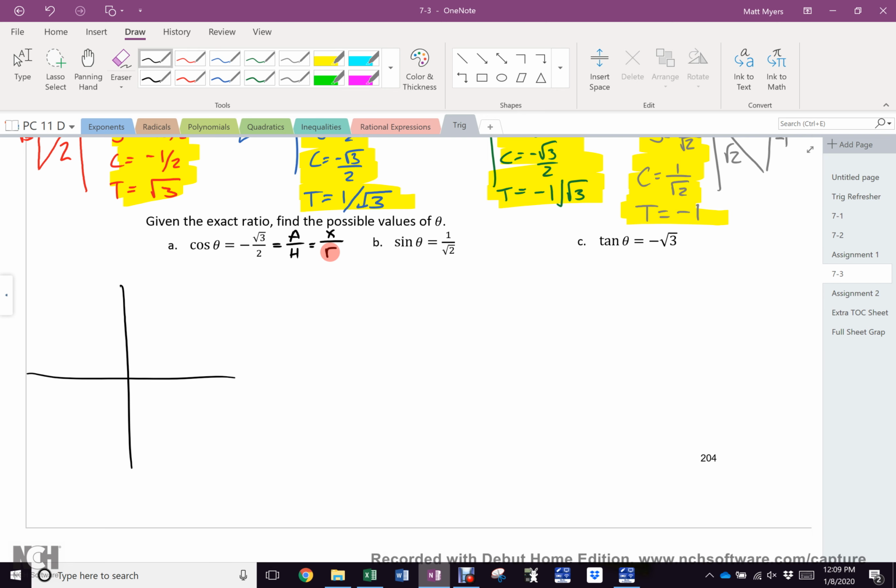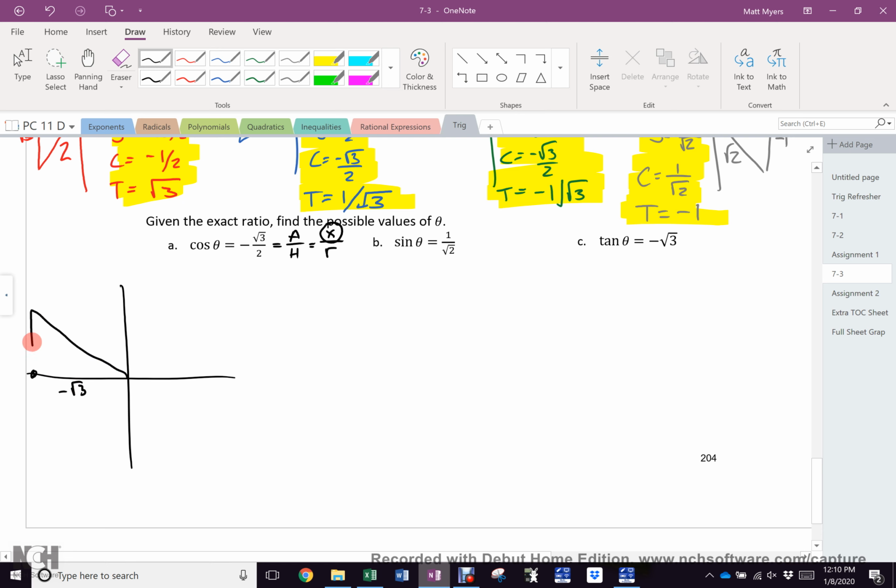They're numbers. Numbers can only be one of two things. They have to be positive, don't they? But my cos is negative, isn't it? So where does the negative have to be? It's got to be the x. So I come out here to negative root 3. Agreed?